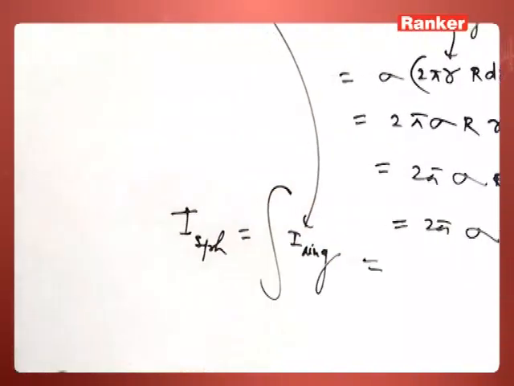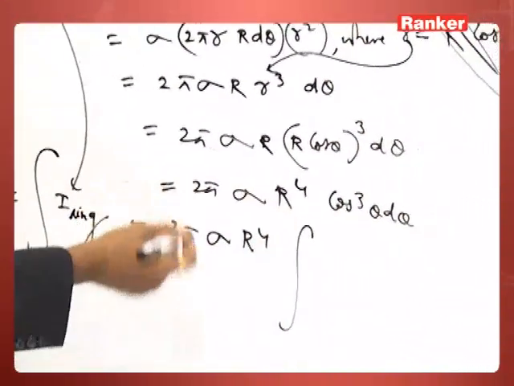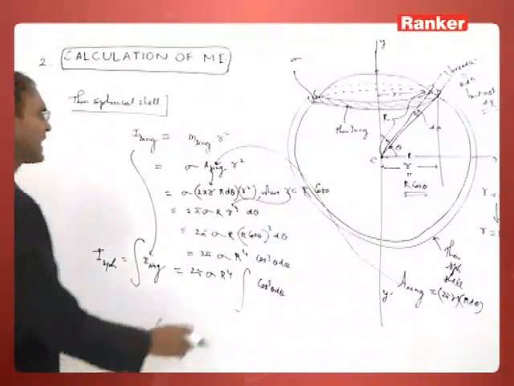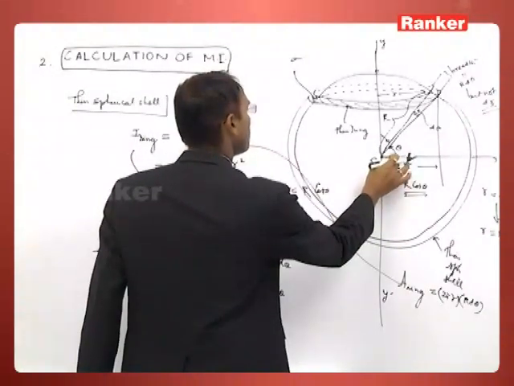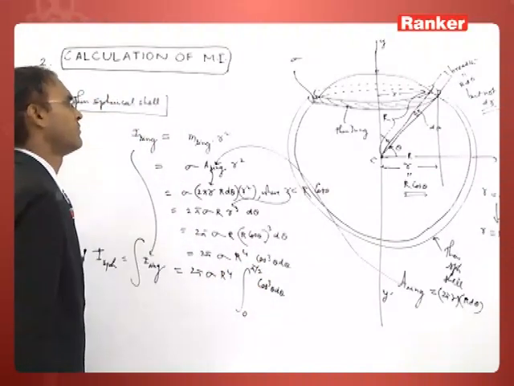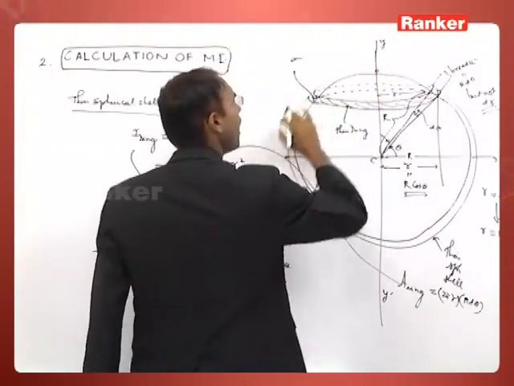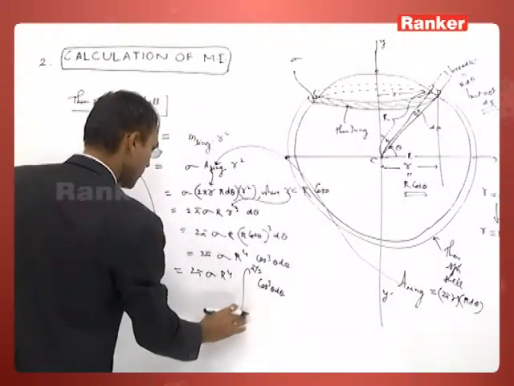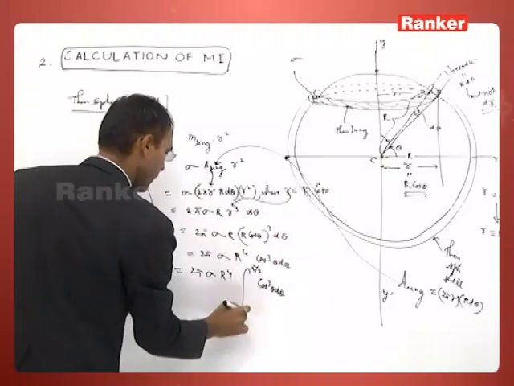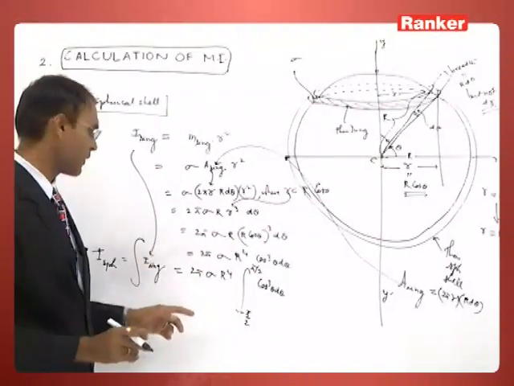Substitute the moment of inertia of the ring as 2 pi sigma r^4, take it out of the integral; this will be cos cube theta d theta. Theta ranges from 0 to pi by 2. And that will give you the moment of inertia of the upper half. For the lower half, this will be minus pi by 2 to 0. Therefore, same derivation, same expression will give you the moment of inertia of the entire sphere.